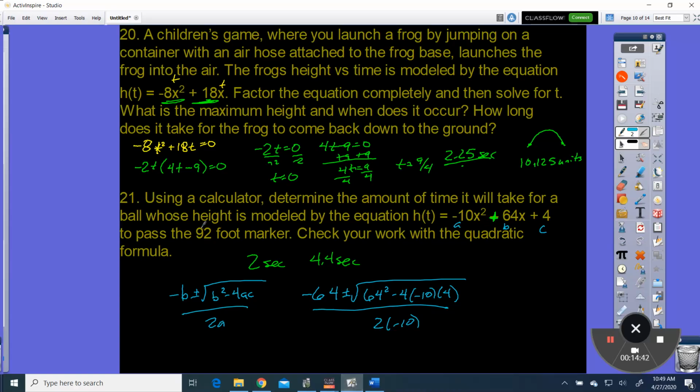Remember I was supposed to say when does it cross the 92-foot marker, so there's supposed to be 92 equals. And then I minus the 92 and minus the 92 over here. So that should really be -88. So where this 4 is should really be a -88.